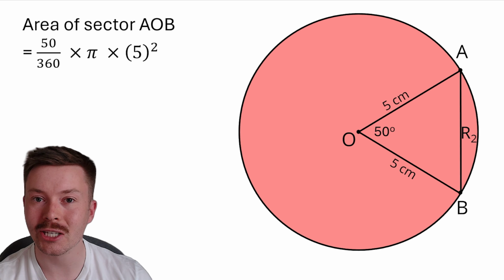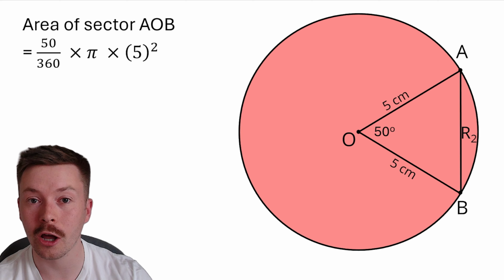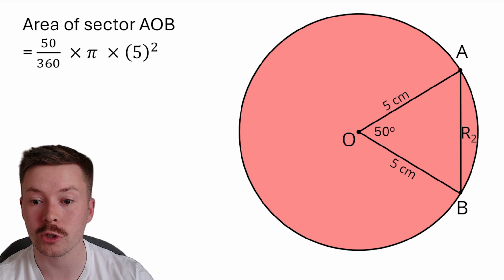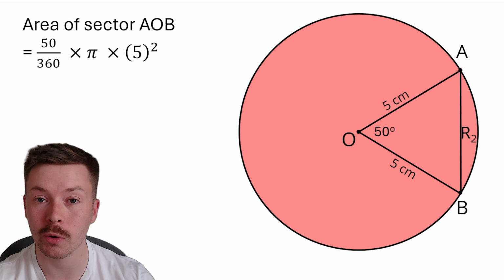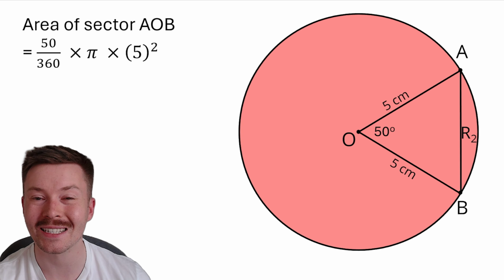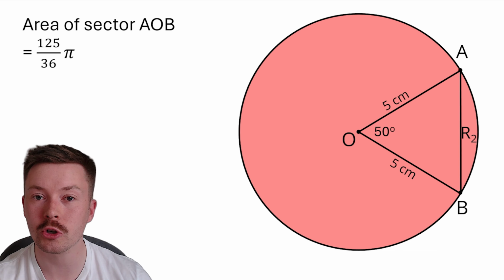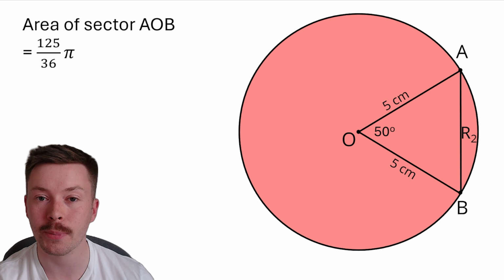Okay, so the area of that sector is going to be theta, the angle, over 360 times pi r squared, because we are working out area, so we want a fraction of the full area of the circle. So 50 over 360 times pi times 5 squared. That gives 125 over 36 pi.